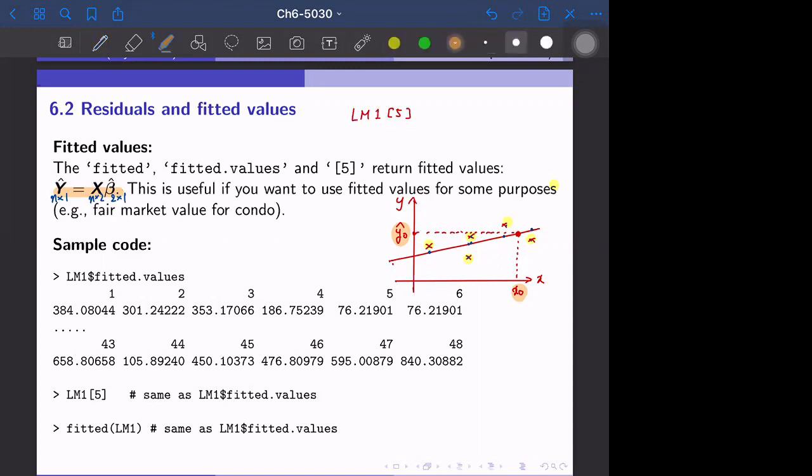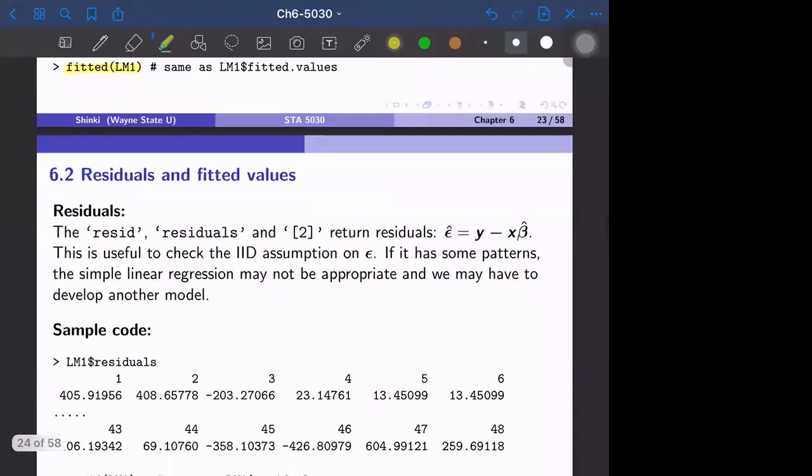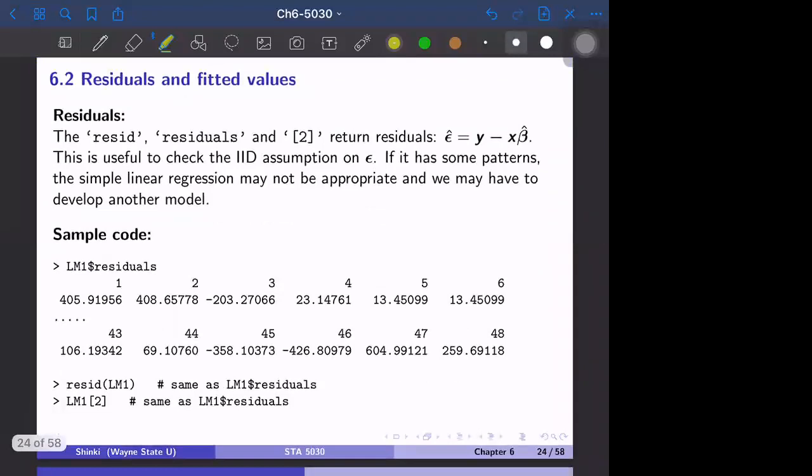So the y1 may be 360 or 400, but actually given only the x value, the best estimate for y is 384. And LM1's fitted values, or fitted of LM1, these commands return the same result. Okay, so the fitted values are just the best estimate given x.